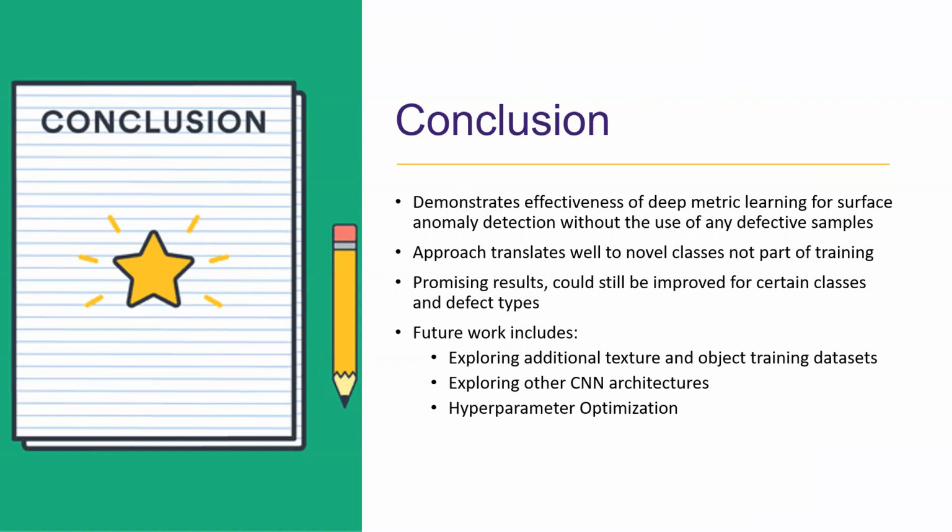Future work includes exploring additional texture and object training datasets, as that can allow the network to learn more powerful and complex features, as well as exploring other CNN architecture implementations and further optimizing the network hyperparameters for better network performance.